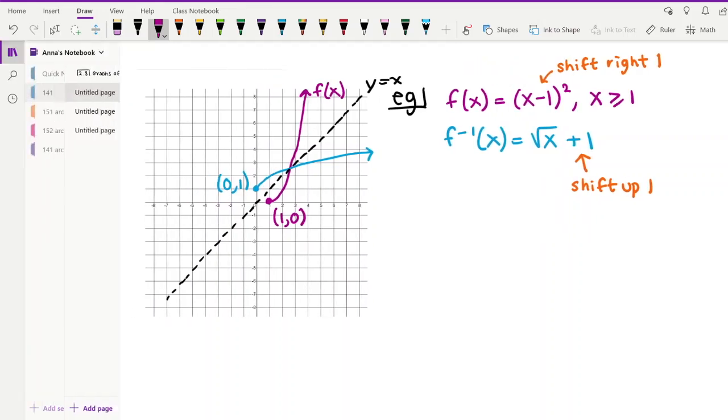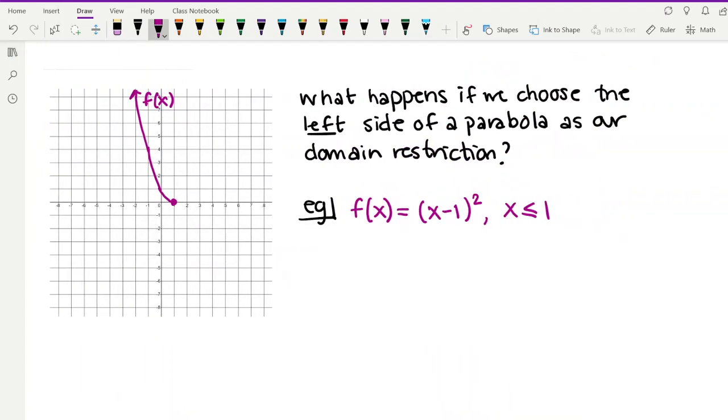And so what do you think is going to be the difference? What should the inverse be if now we're doing the left side of a parabola? Well, the inverse should now be the lower half of a sideways parabola. So how do we do that? Well, instead of saying positive square root of x plus 1, we just say negative square root of x plus 1. So what is that going to look like? Well, in terms of transformations, we have a reflection over the x-axis. So it's going to be the lower half of a sideways parabola, and then it's shifted up by 1. So it's going to look like this.